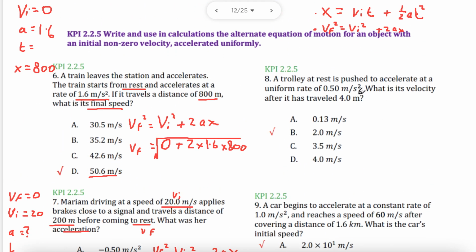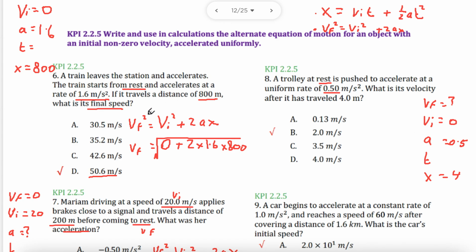Applying the same logic to this one over here, what is the velocity after you travel this much distance? Is it going to be the same formula? I don't know. Let's see. Kind of boring if it is, but let's have a look. V final, V initial, at x. Let's see. At rest, V initial is 0. Acceleration, 0.5. Velocity after it traveled this much, I need this, x. And this looks like the same thing. I don't have t again.